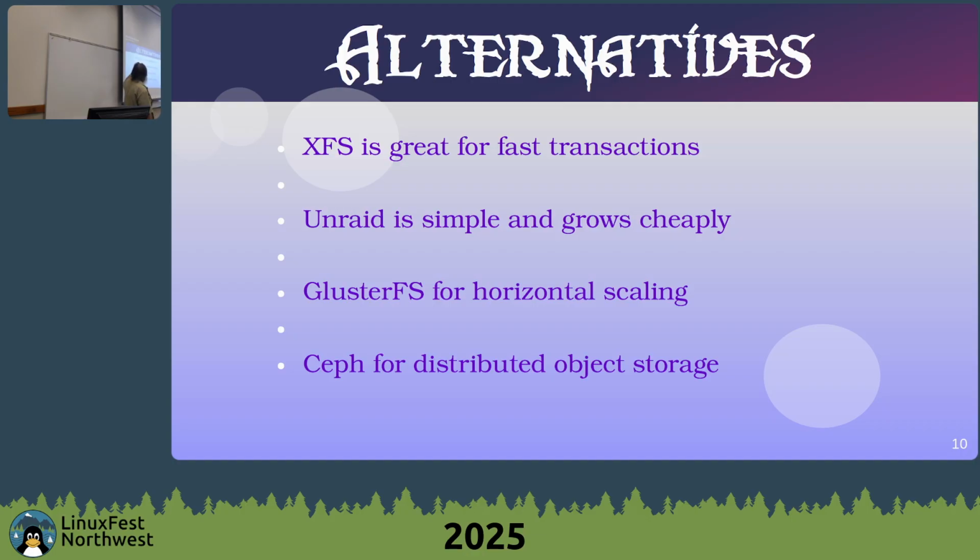Unraid is a bit more of a JBOD style. You can add random disks to it. You can grow it really cheap. And it comes with a GUI. However, I can't tell you anything about Unraid because I don't use it.